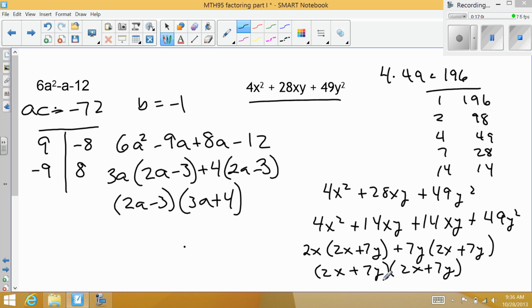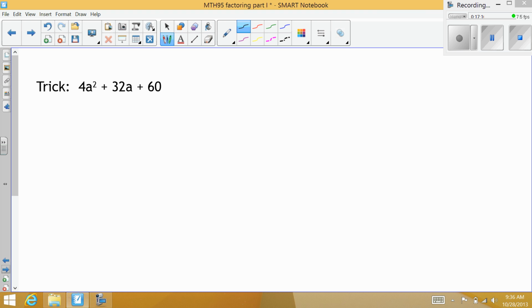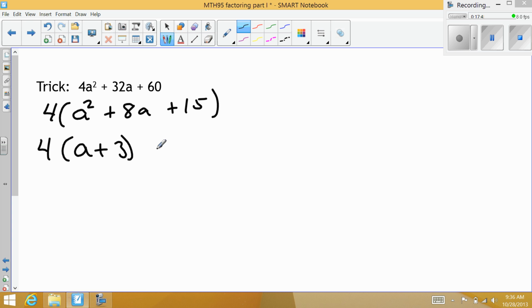Our next one, the next video will cover special products, and this actually is one of the special products. So there was a trick we could have used on this one. But before we go on to that, I want to show you this one, which also has a trick. What I want you to notice is looking at this particular trinomial, there is a common factor. First thing, if we factor out the greatest common factor of 4, that leaves behind an a squared plus 8a plus 15. This is a much simpler problem to work with than 4a squared plus 32a plus 60. Looking at the a squared and the 15, I think 3 and 5 are going to do the trick. 3 times 5 is 15, and 3 plus 5 is 8.